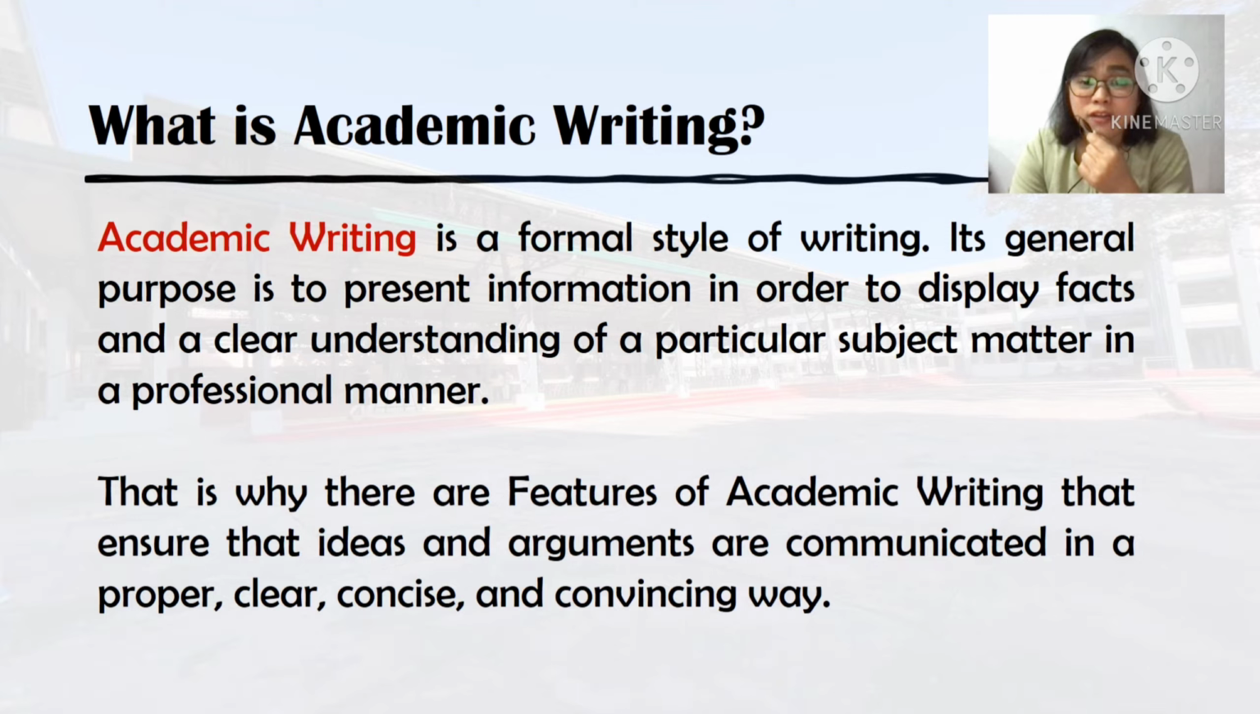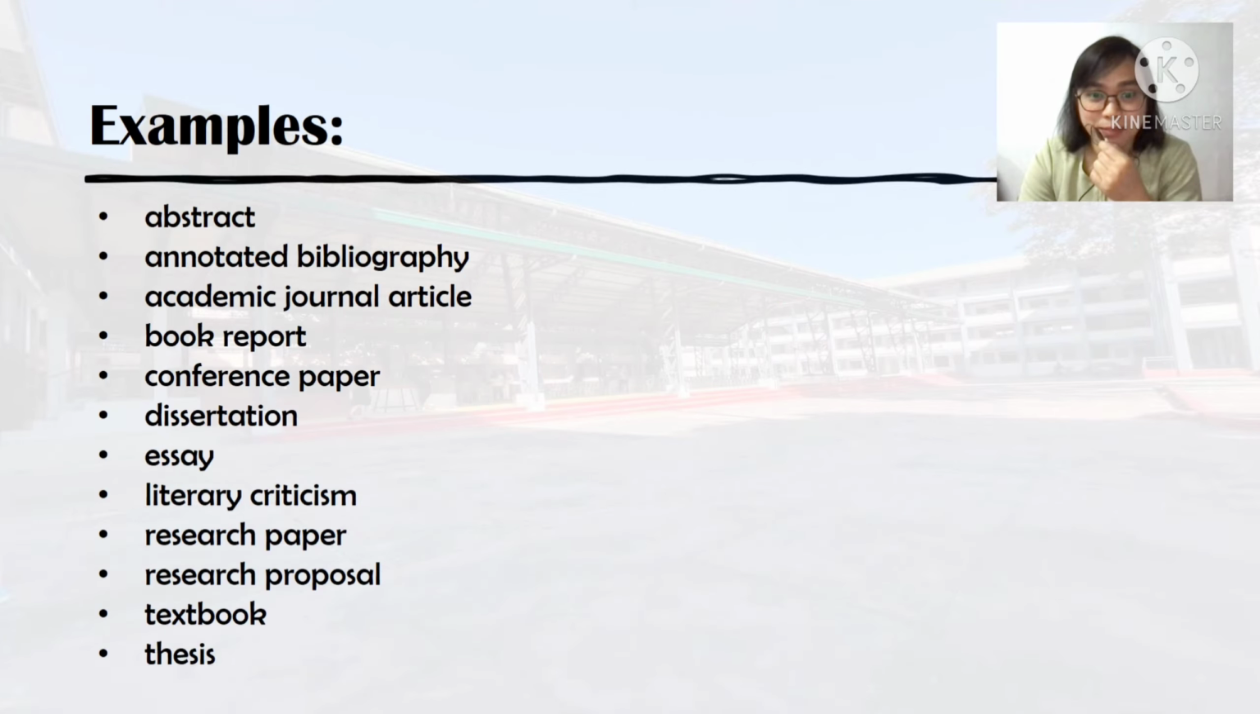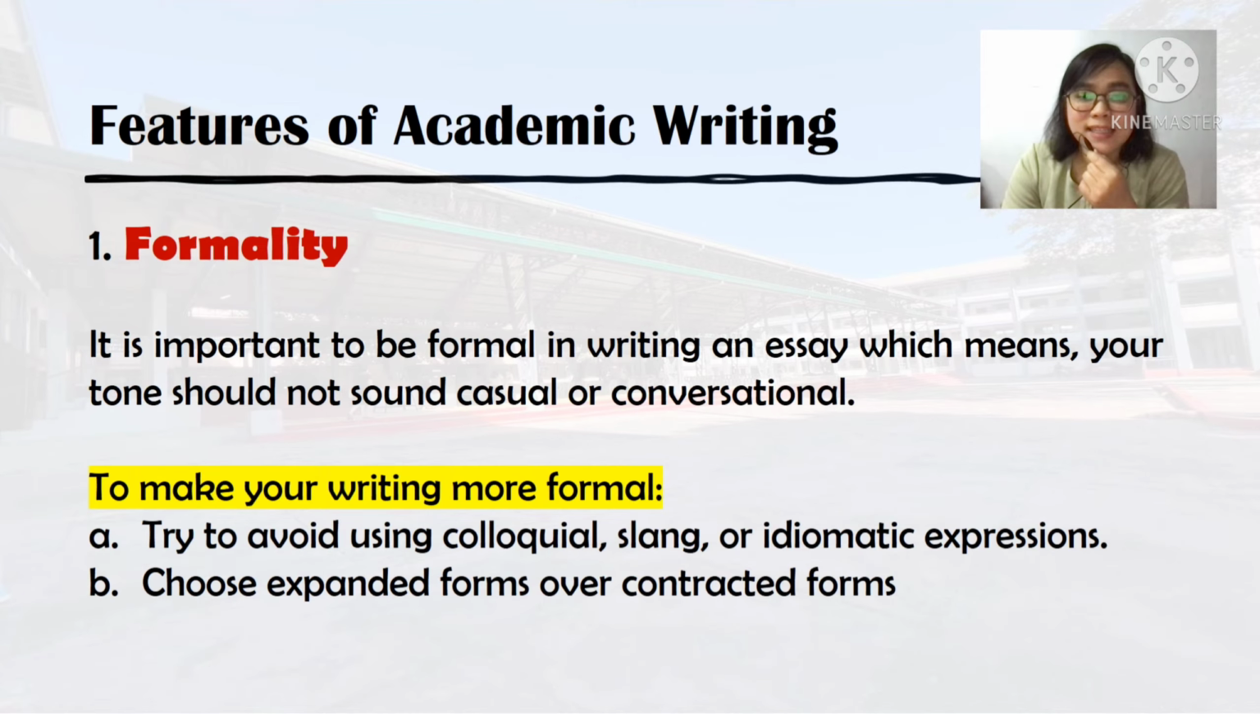Let's find out what are the examples of academic writing. I have few examples here. First, abstract, annotated bibliography, academic journal article, book report, conference paper, dissertation, essay, literary criticism, research paper, research proposal, textbook, and thesis. Let's now move on to the features of academic writing.